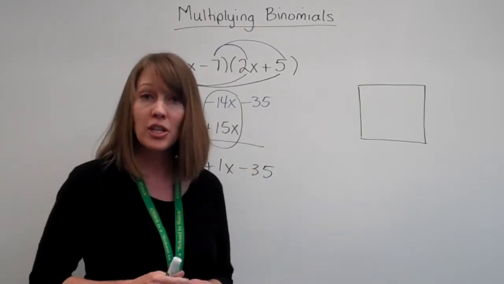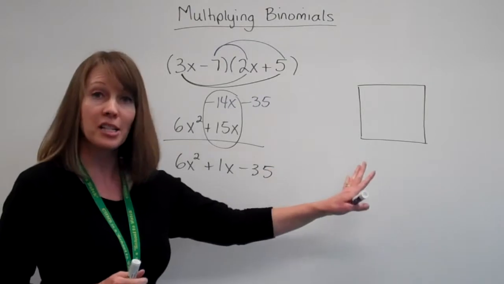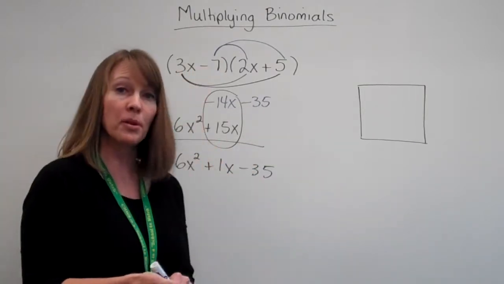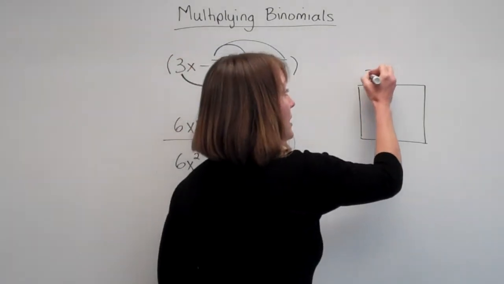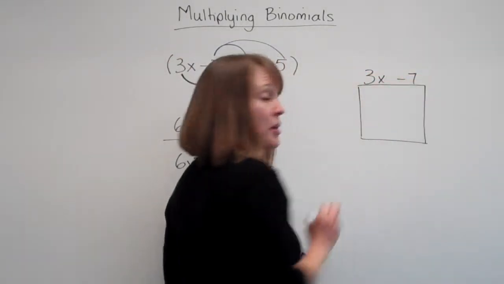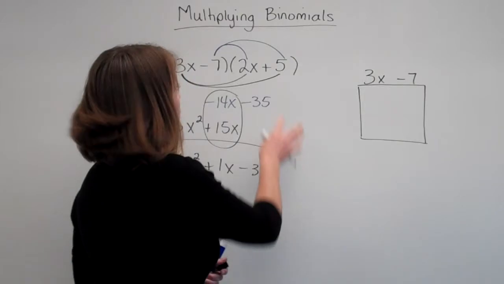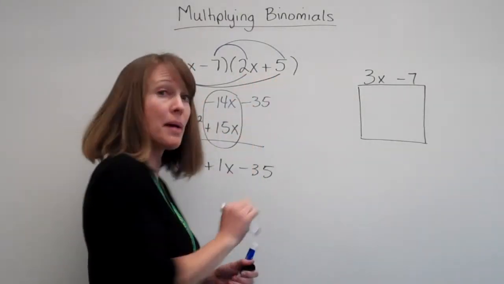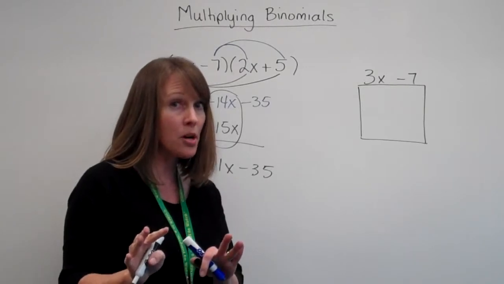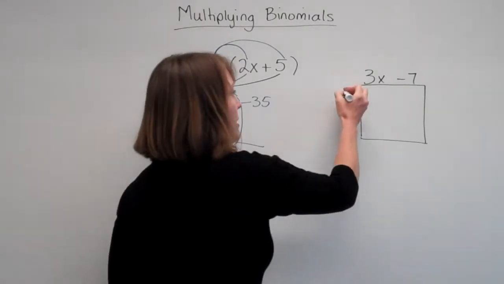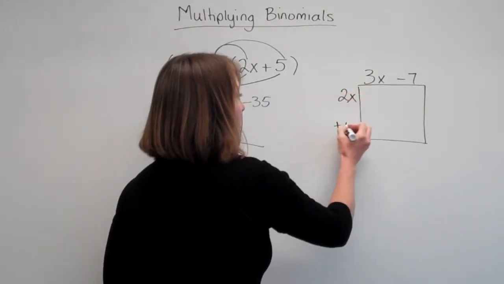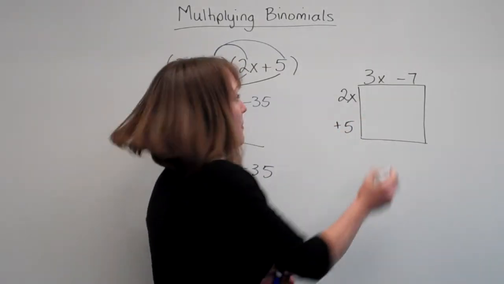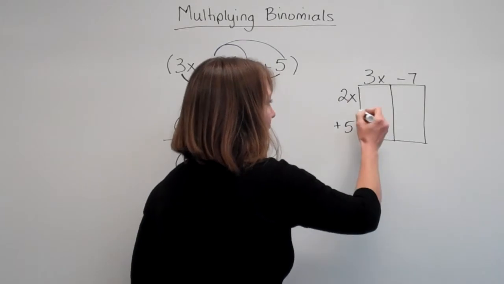Now the other way that we can do this that we like to use is called the box method. Here's what we do for the box. We take whatever is in the first parentheses and write it across the top of the box. Whatever's in the second parentheses, we're going to write on the side of the box. And remember the Vegas rule, what's in front of the number stays with the number. So I'm going to put 2x here and positive 5 here. Now everywhere there's a plus or a minus, that means I need to write a line.